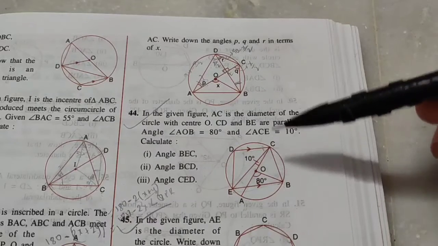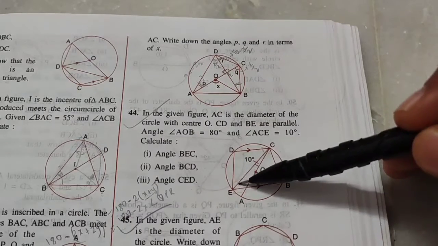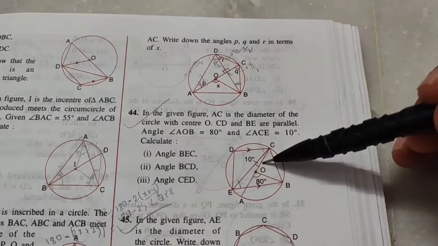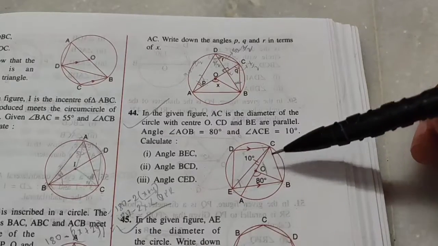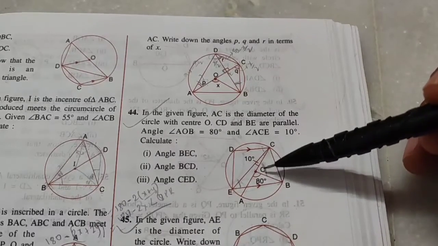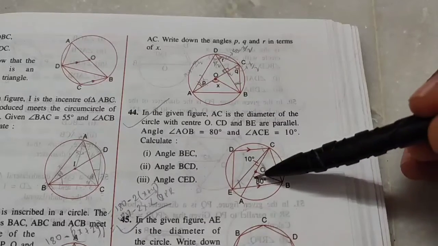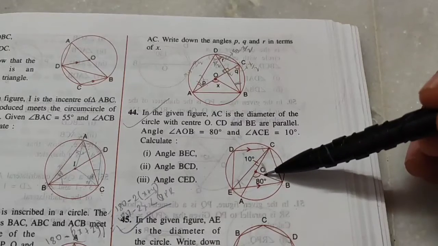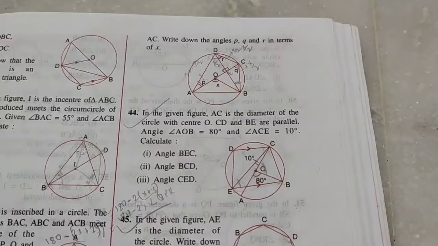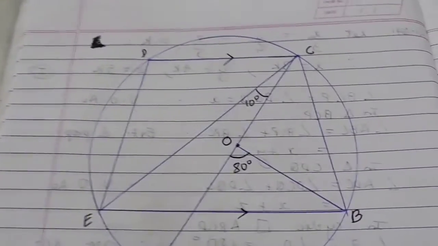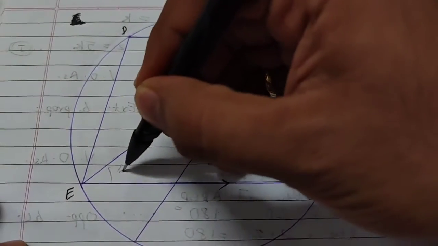Well, can you visualize something? Isn't angle BEC half of angle BOC, which is the central angle? But how do I get BOC? Well, that's a linear pair with AOB. So if this is 80, this is 100. And if this is 100, this is half of 100, which is 50. So that's how we get this as 100, and this as 50.